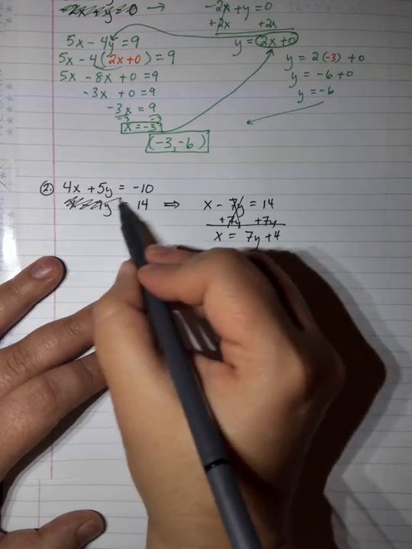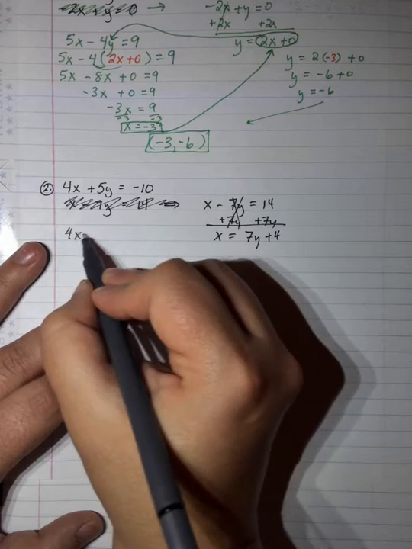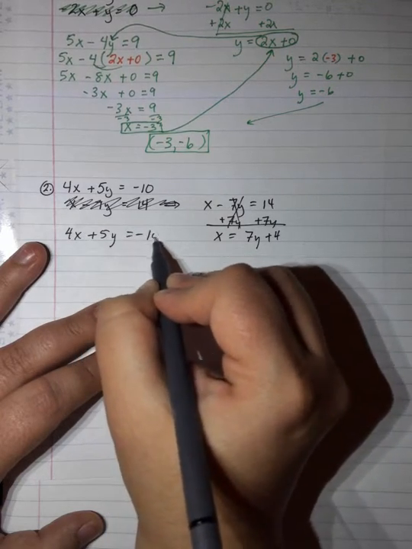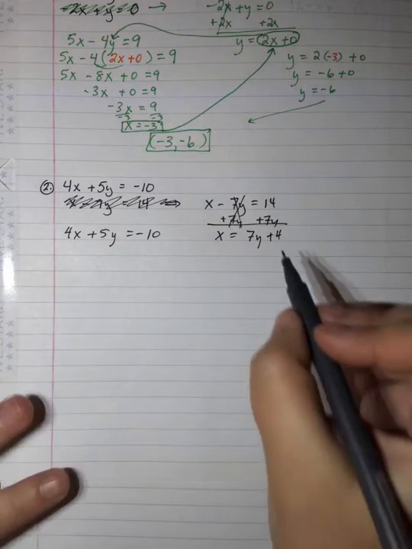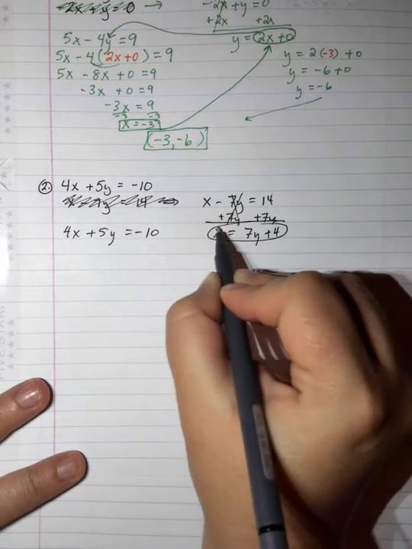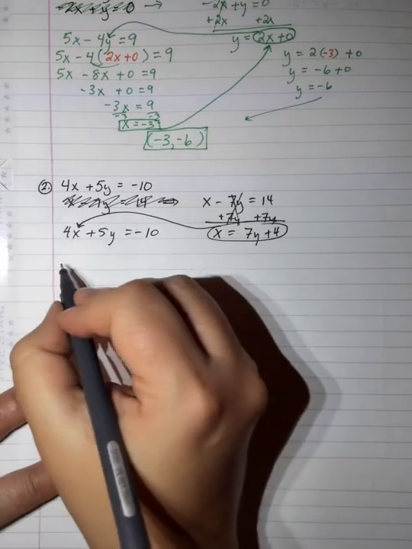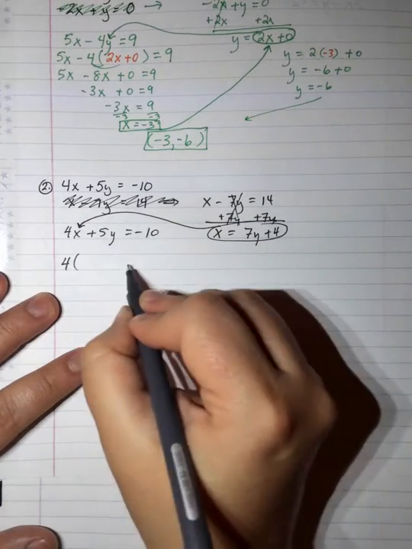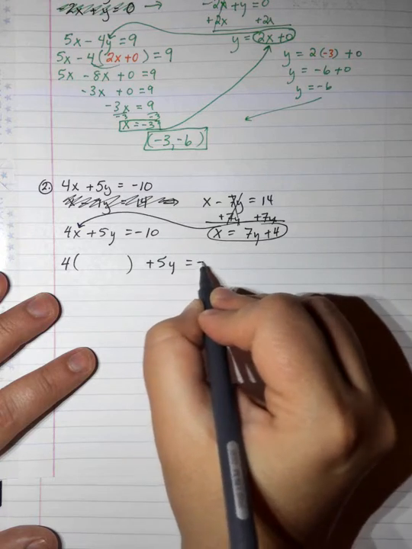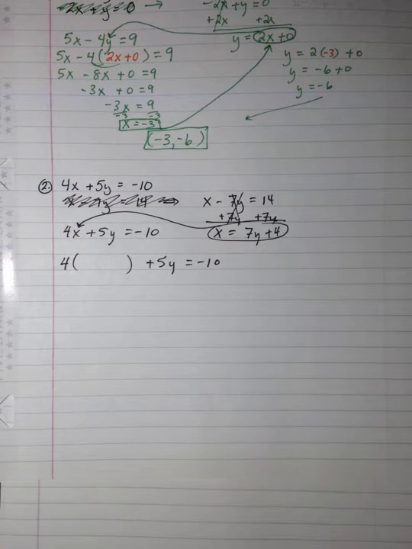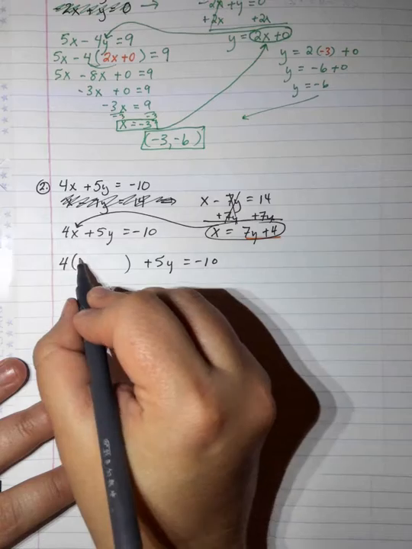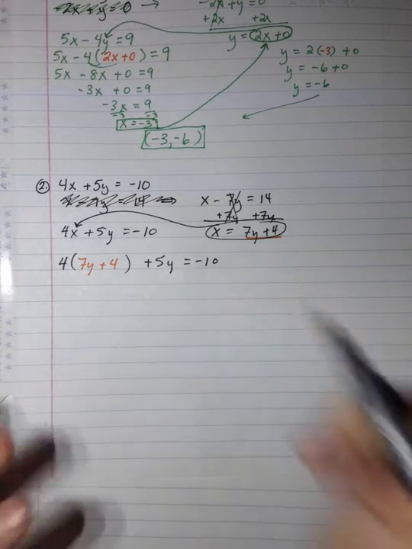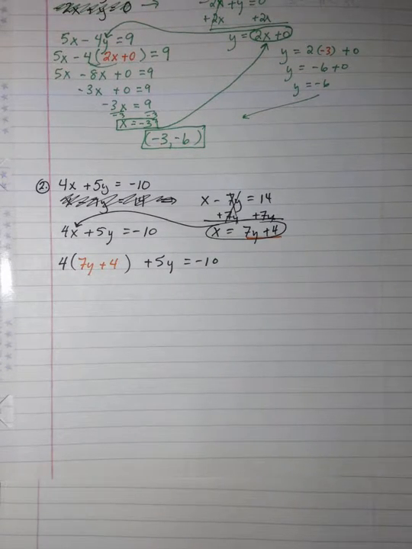So that changed this equation. I'm going to bring down my other equation so you can see what's happening here. Now that I know what x is, I'm going to circle what x is. I'm drawing my arrow over here and I'm replacing x this time. So I put 4 parentheses, bring down my 5y equals negative 10. In that big old set of parentheses, I replaced x. What do I put in x's place? What you said x was, which was 7y plus 4. And then we solve the equation.